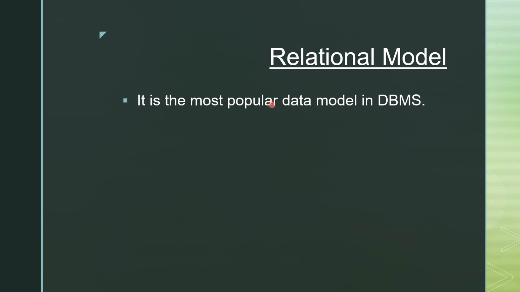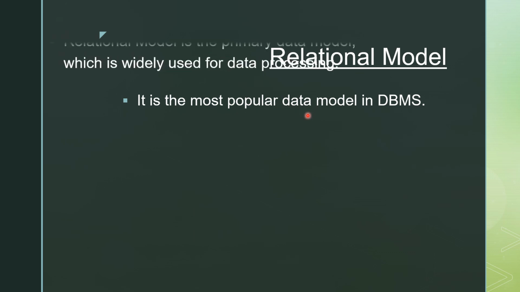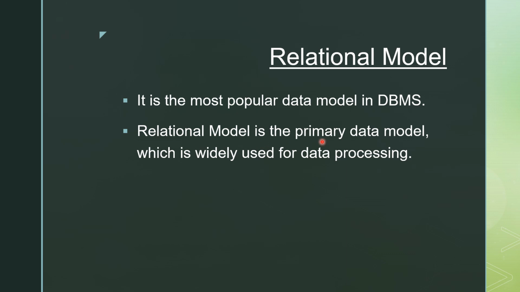Now see, it is the most popular data model in DBMS. So which is the most used model in DBMS? Relational model. It is the most popular, means famous. Then relational model is the primary data model which is widely used for data processing. For processing the data, the model which is widely used is relational model.